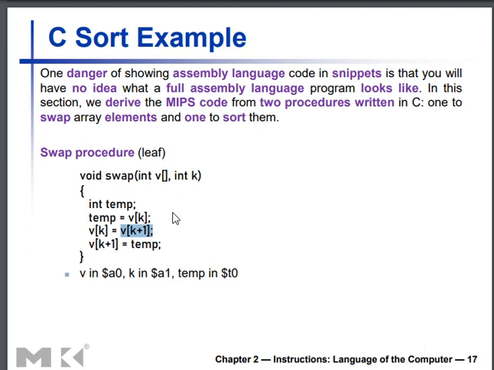Swapping means, for example, we are swapping something between you and me. What I have will be given to you, what you have will be given to me. That's what you call swapping. Can you get the idea? So what V of K contains, that value will be moved to V of K plus 1. What the K plus 1 value was before will be assigned to V of K. Swap the two values. That is the idea.